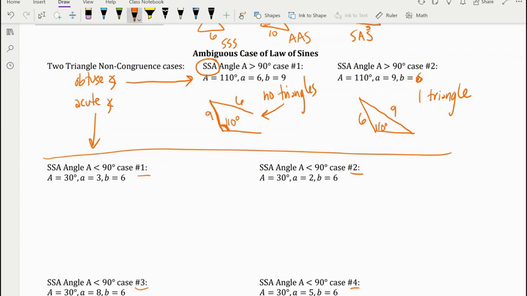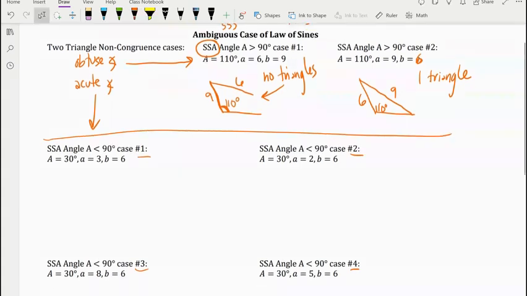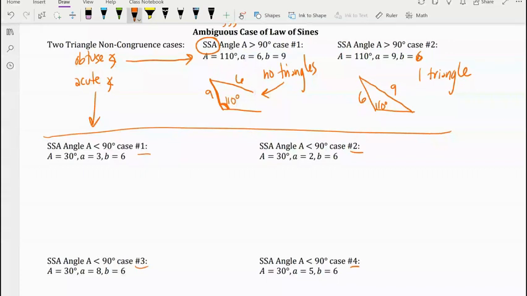Okay, so you can kind of already see what I mean by side-side angle. There's a lot of different possibilities that you can have. So if you have an obtuse angle in side-side angle, it might be no triangles or one triangle. Okay, well, what happens if you have an acute angle?